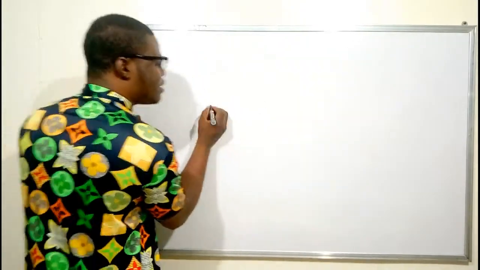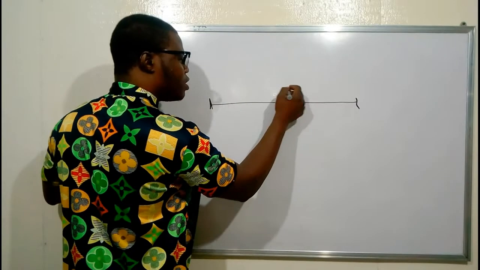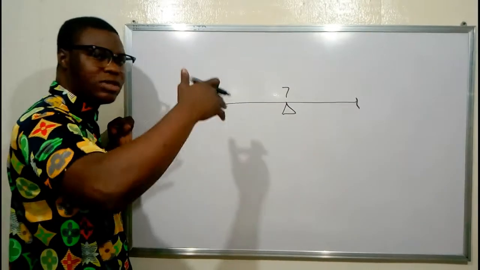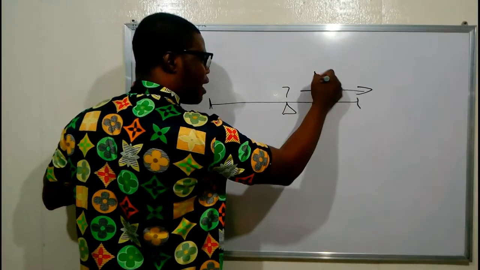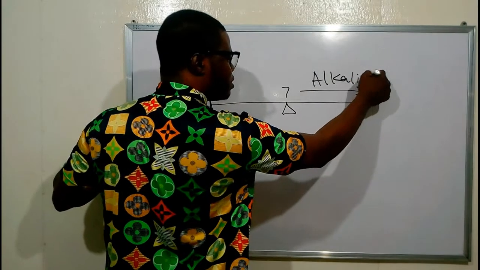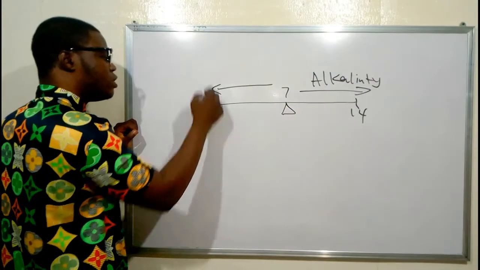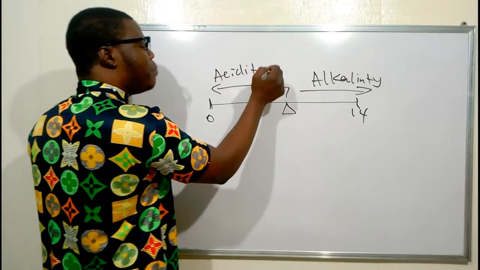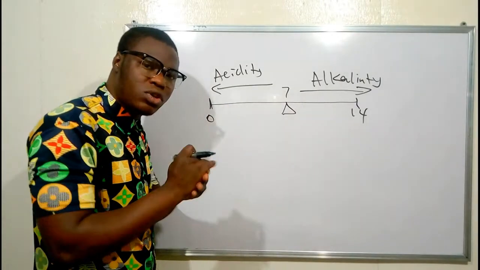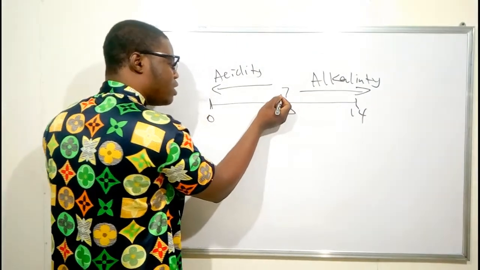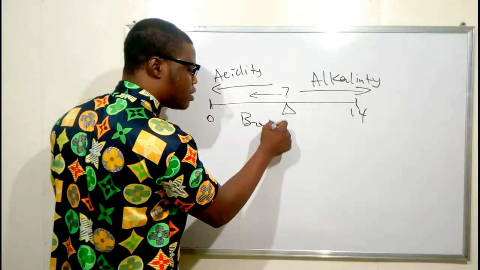But I said this ketone is acidic, and we said the normal pH of the body is within the range of 7 point something, so not even up to 8. Here is alkalinity: 7 to 14 denotes alkalinity, and 7 back to 0 denotes acidity. Because ketone is acidic in nature, the accumulation of ketones within the body is going to bring about what? A reduction in the body pH. The body pH is going to reduce.